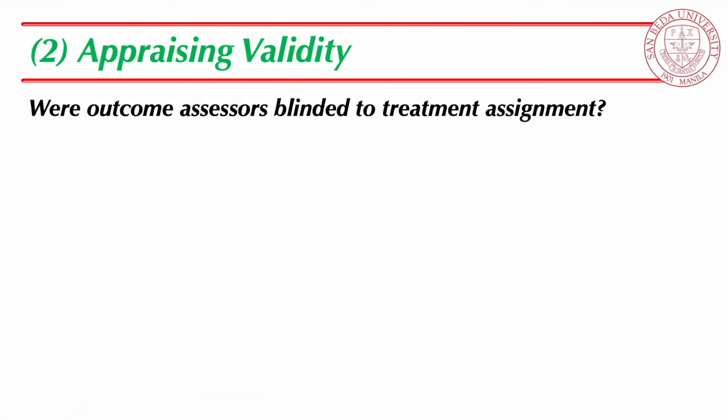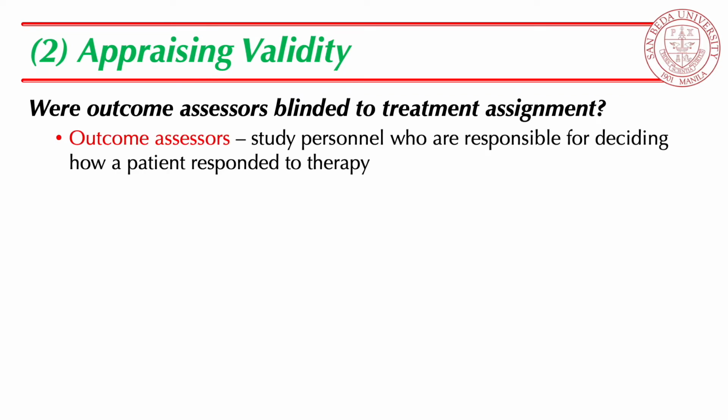Besides the study participants and caregivers, are the outcome assessors blinded to the treatment assignment as well? Now, who are outcome assessors anyway? They are study personnel who are responsible for deciding how a patient responded to therapy. In other words, they ascertain whether the outcome of interest has occurred in each study participant or not.